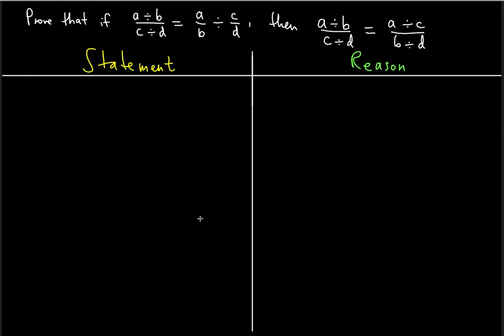Prove that if the given equation is true, then we will have the following equation. So we should prove that A divided by B, which is divisible by C divided by D, is equal to A being divided by C, that will be divisible by the quotient of B and D. As you see, this looks unnatural at first, but there's a way to get there. So first we should start with a given statement.